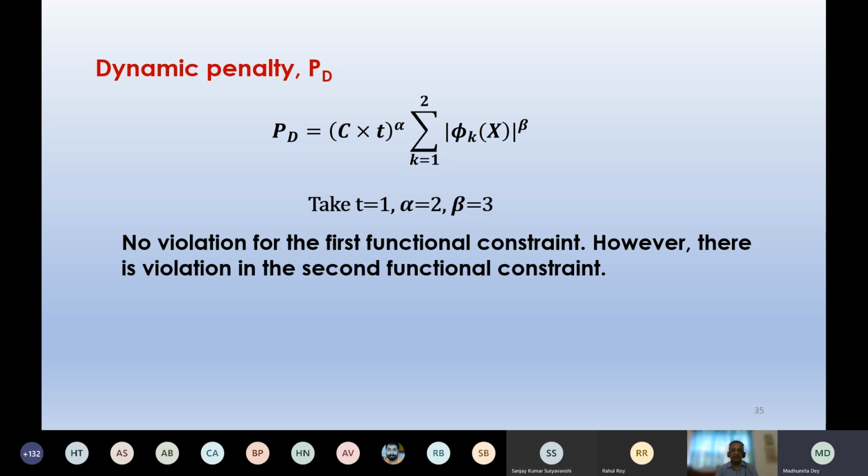And one more, sir. In the dynamic method, you have calculated the deviation. In the first, you have taken 0 plus 10 into 1 to the power 2, mod of minus 8 to the power cube. So how is this 0 coming? For the static penalty and the adaptive penalty, if there is no violation of the functional constraint, that means the functional constraint has been satisfied, so there is no point of putting any penalty.